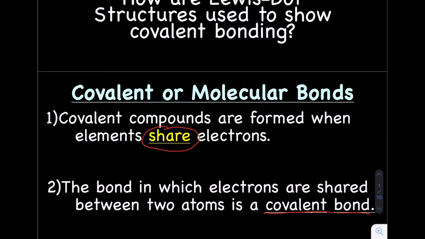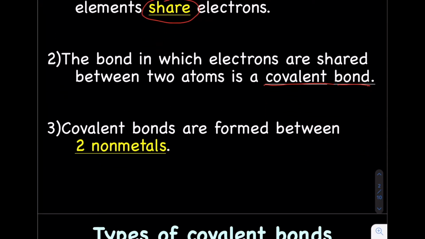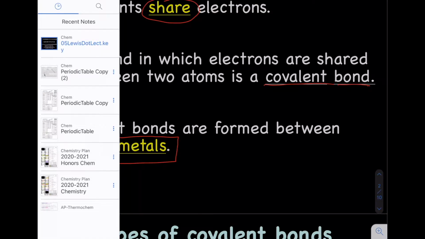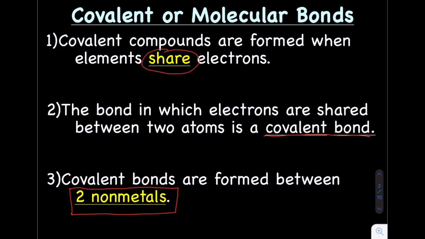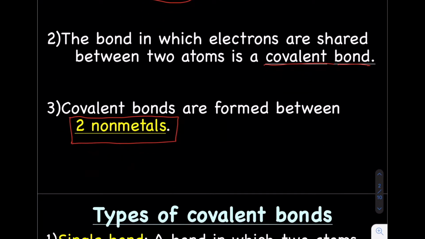And then, very important, because we're going to learn about different types of bonds later, covalent bonds are formed between two or more non-metal atoms. So real quick, if you remember, the non-metals are everything to the right of the jagged line here, okay? So all of these right here can form covalent bonds with each other. All right, so next are the types of covalent bonds.